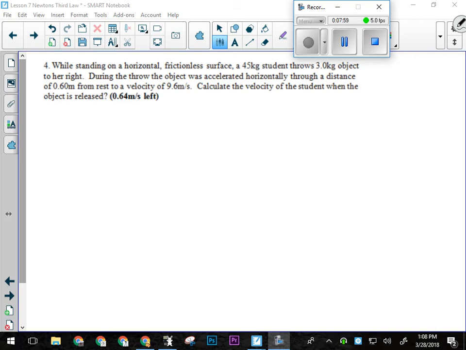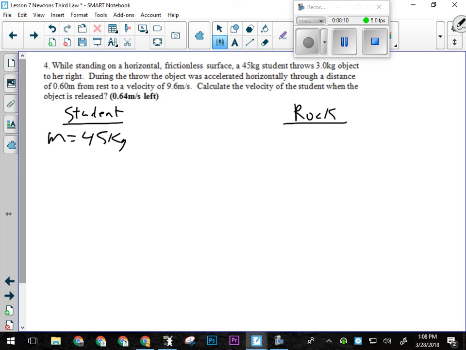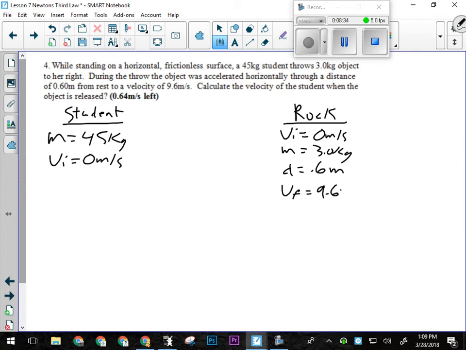All right, so I'm going to write down my givens for both the student and the rock. Sorry, they have one other thing in common. This VI is 0 for both of them. And final velocity we know for this one as well. It's 9.6 meters per second. So we're trying to find the final speed of the student.